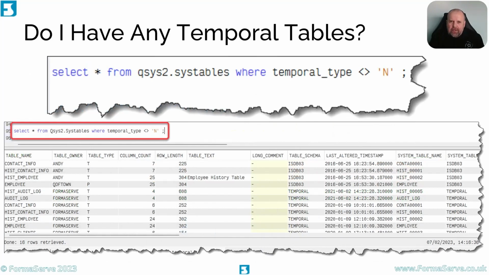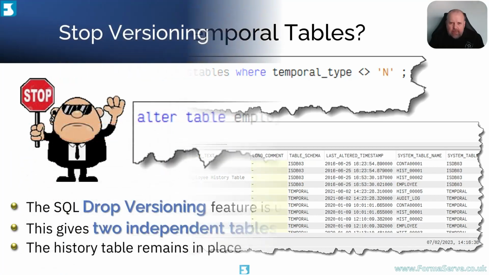A question I always get asked when running our training courses on DB2: do I have any temporal tables on my box? A quick simple query will tell you the answer. Everything DB2 related is in the schema, a library, QSYS2. So we run a select over that: select everything from QSYS2.SYSTABLES where TEMPORAL_TYPE not equals 'N' is temporal. That will list them all out for us.